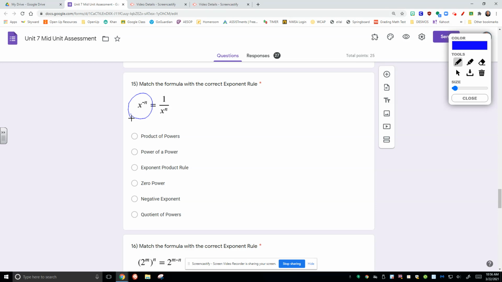This one, pay attention to the little details within the exponent and within the base. That will make a big, big difference in how you look at this. Again, pay close attention to that exponent.